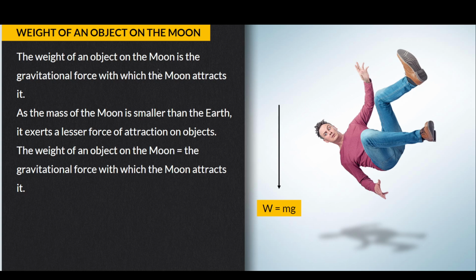So the weight of an object on the moon is the gravitational force with which the moon attracts it. As the mass of the moon is smaller than the earth, it will exert a lesser force of attraction on objects. The weight of an object on the moon is equal to the gravitational force with which the moon is attracting the object.